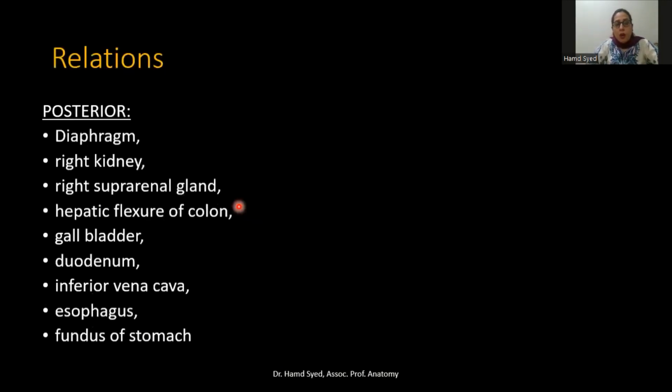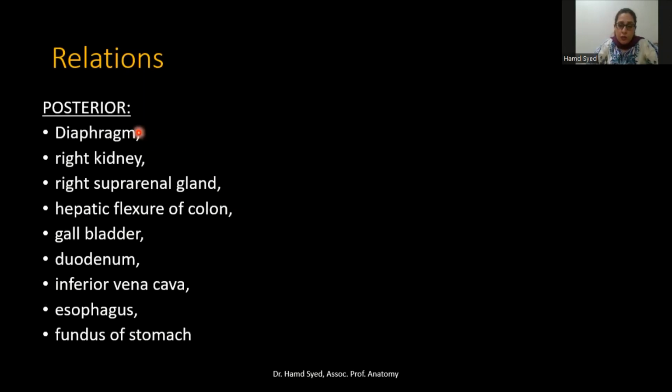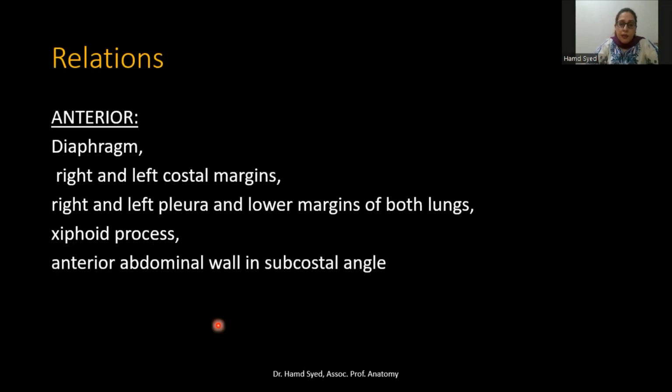So we can now summarize all these anatomical structures which are present posterior to the liver forming the liver bed: the diaphragm, the right kidney and suprarenal, the hepatic flexure of the colon. Also, we have the gallbladder, duodenum, inferior vena cava, the esophagus, and the fundus of the stomach. Anteriorly, the diaphragm is also present, as well as the right and left costal margins, the right and left pleura and lower margins of both lungs, the xiphoid process, and also the anterior abdominal wall in the subcostal angle.